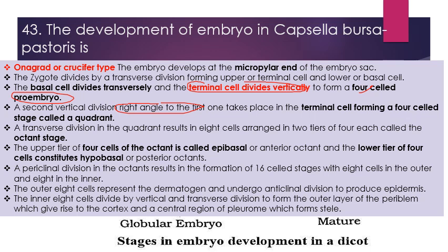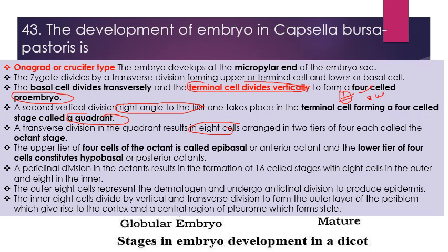The second division is at right angle to the first division and results in the formation of a 4-celled stage in the terminal cell. Four cells form in the terminal cell itself, and that is called the quadrant stage. Then transverse division in the quadrant results in 8 cells.